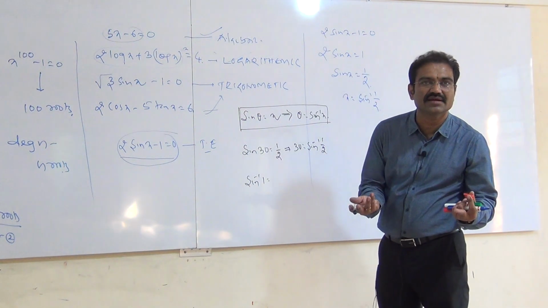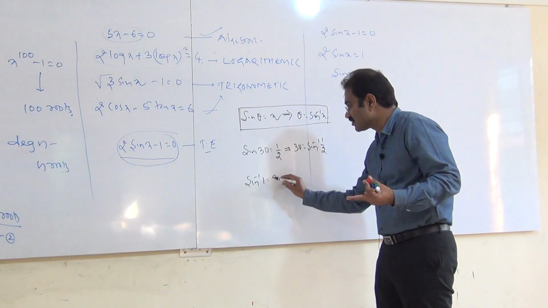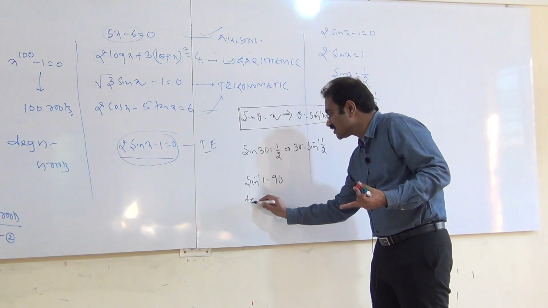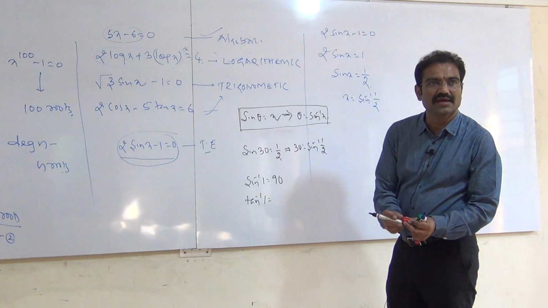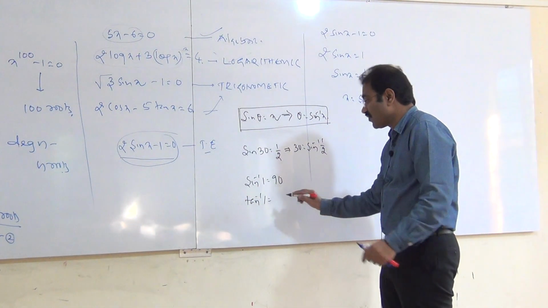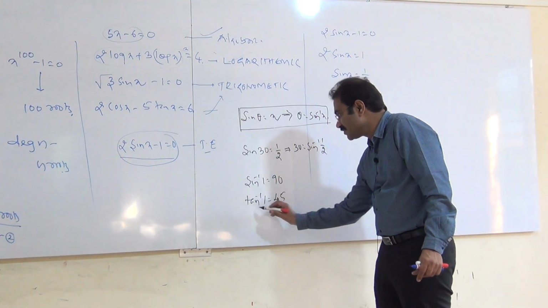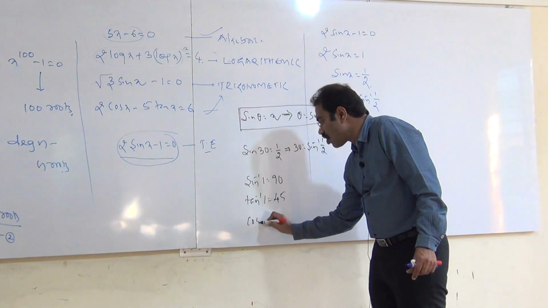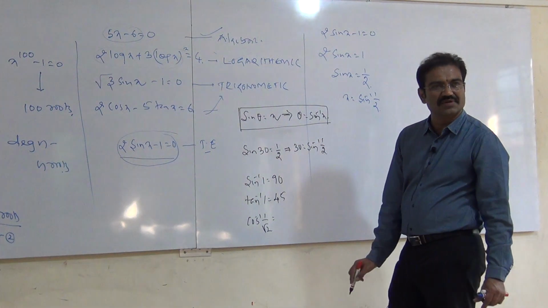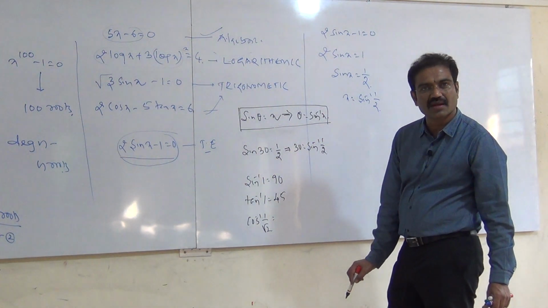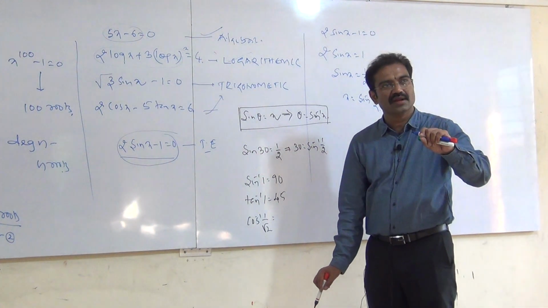When the sine will be 1, that is equal to 90 degrees. What is the value of tan inverse of 1? When the tan will be 1, tan 45 is 1, that is correct. Then I take cos inverse of 1 by root 2. When the cos will be 1 by root 2, it is 45 degrees.